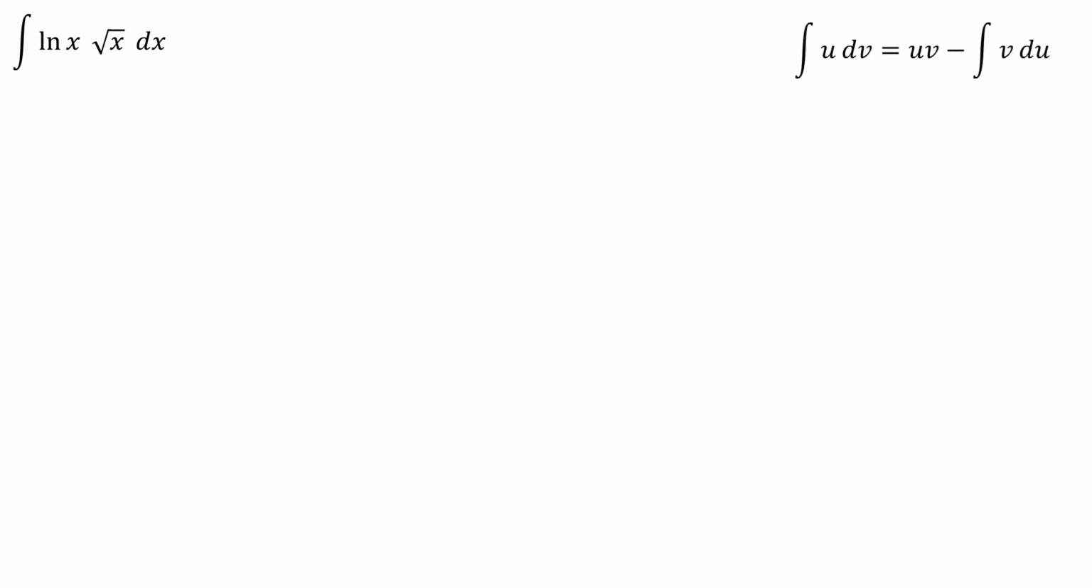Again, the integral of u dv equals u times v minus the integral of v du. Kind of a crazy process, but it'll get the correct answer. So my u can be natural log of x. My dv can be square root of x dx.